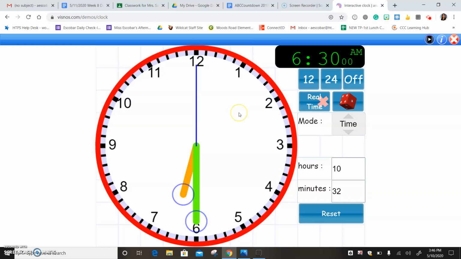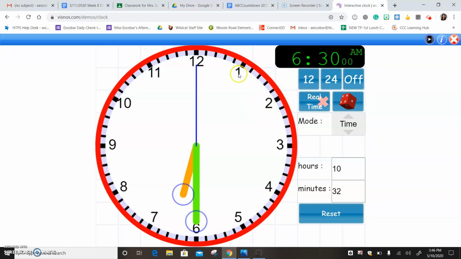And a faster way to count the minutes is skip counting by fives. So this 1, we would say 5 because there are 5 dashes. So this would be 5, and there are 5 dashes between the 1 and the 2. So the 2 would be 10.